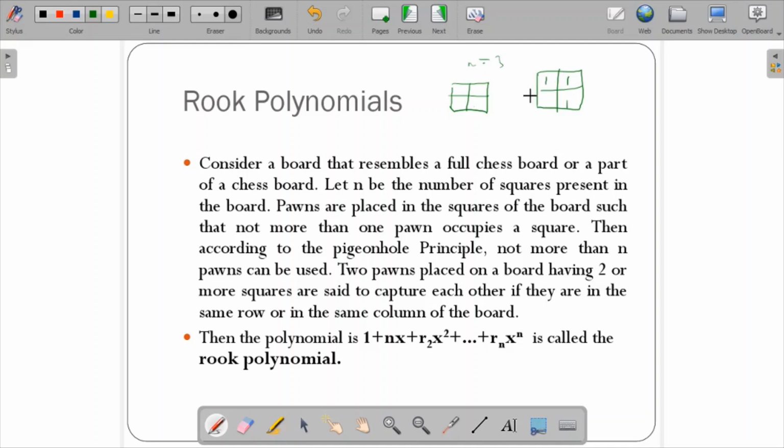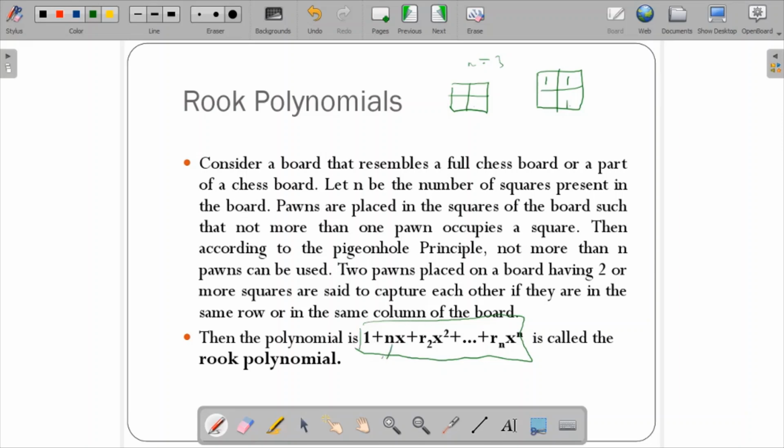Based on this we have the polynomial formula. This is regarding how the pawns are being placed. Just remember that each pawn should occupy only one square. If more than one occupies it, we cannot consider it. One square, one pawn, and any location can be occupied. For example, if there are 4 squares but only 3 pawns are placed, then the n value will be 3. And this is the Rook polynomial formula, a very important formula we'll be using. This is the first formula, the Rook polynomial.